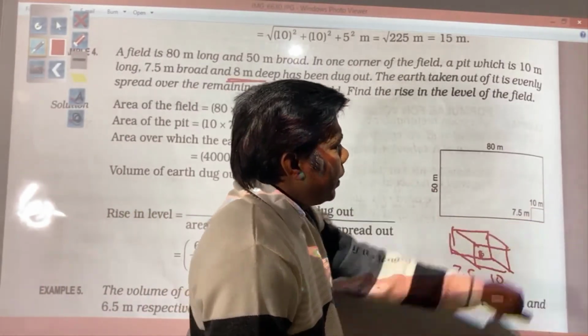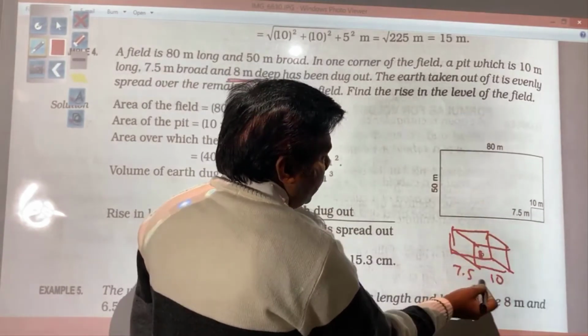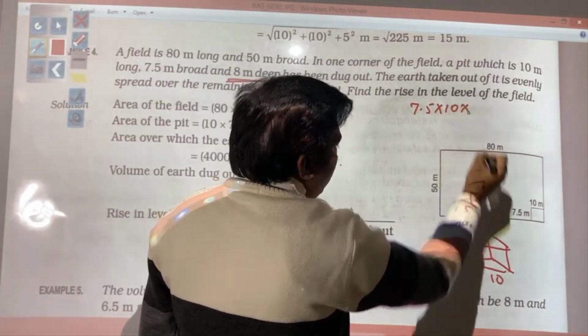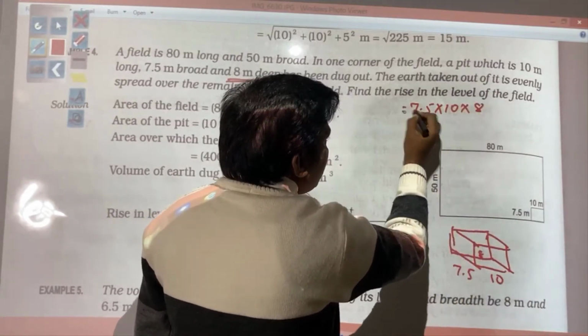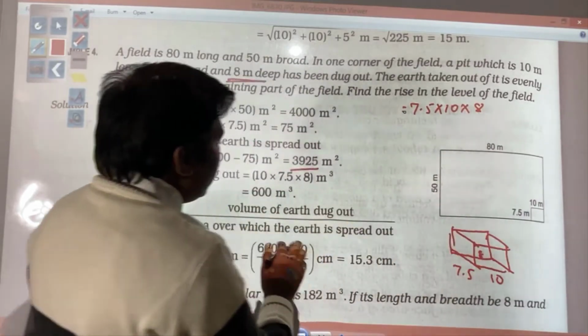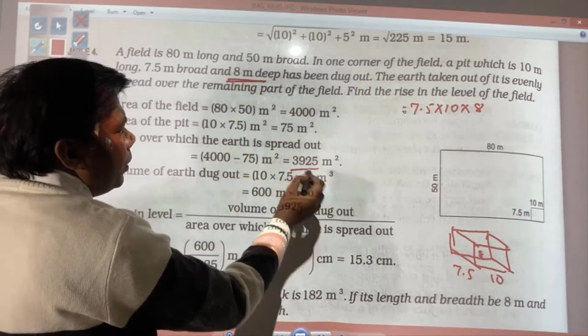Again I am making you understand. This volume what we have got, this volume means 7.5 into 10 into 8. The same soil has been spreaded over here. So how much area was there? In how much area that has been spreaded?